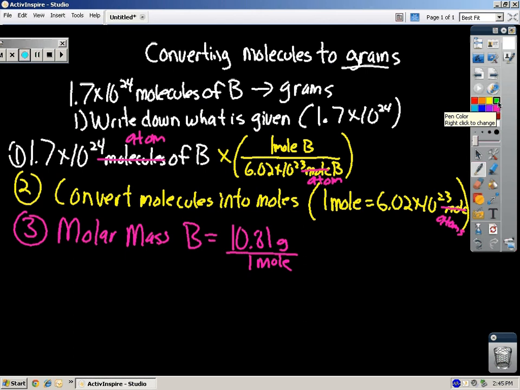Okay. Step 4. Step 4 is the score. Now we got to convert these over from moles to grams.